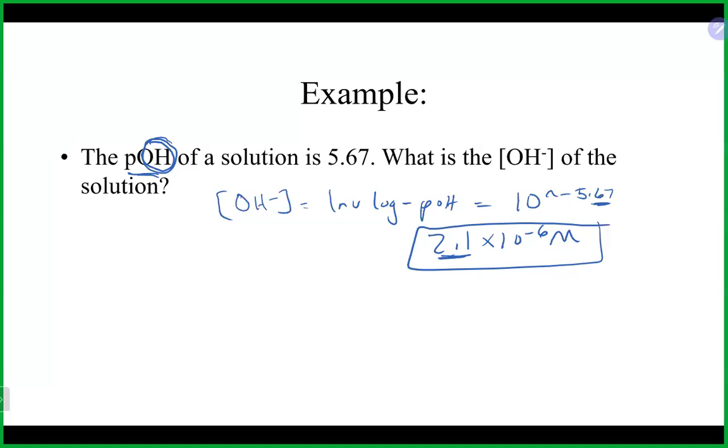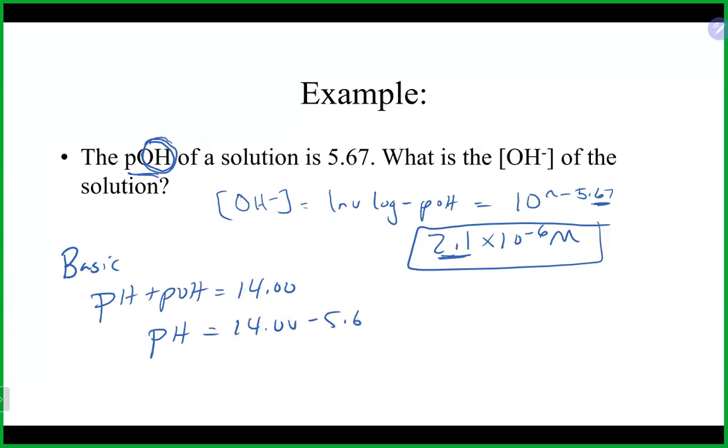Now, this solution is actually basic. And I know that because if I calculate the pH plus the POH is equal to 14, the pH is equal to 14 minus our 5.67. And that gives us a pH of 8.33, which is basic. So remember, pH is what you want to look at, not POH. They run opposite of each other. So just make sure you keep that in mind. It's a very common error that people make sometimes.